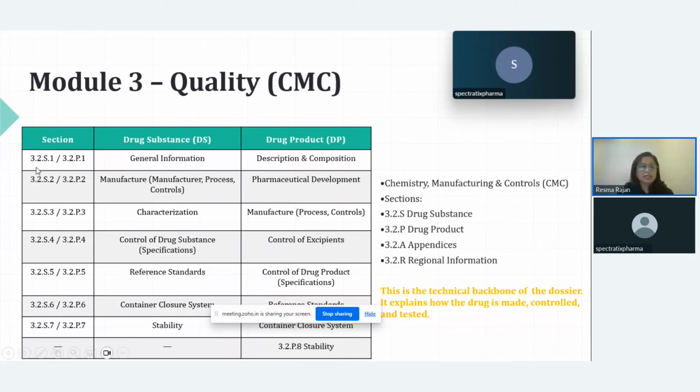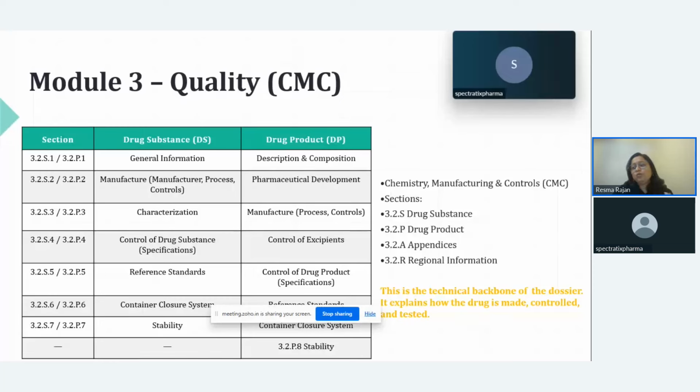This is very important. For example, 3.2.S.1 of the drug substance section is called general information. Whether the CTD you are submitting is for the US, EU, Japan, or Saudi Arabia, these sections of the CTD will not change. It will be 3.2.S.1. S means drug substance. 3 means module 3. In module 3, 3.1 will be the overall summary and table of contents. Then 3.2.S.1 will be general information.